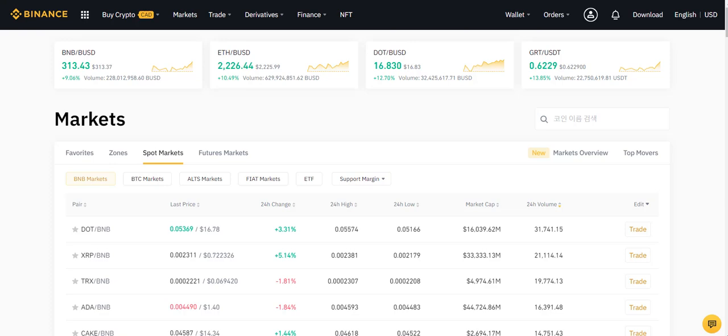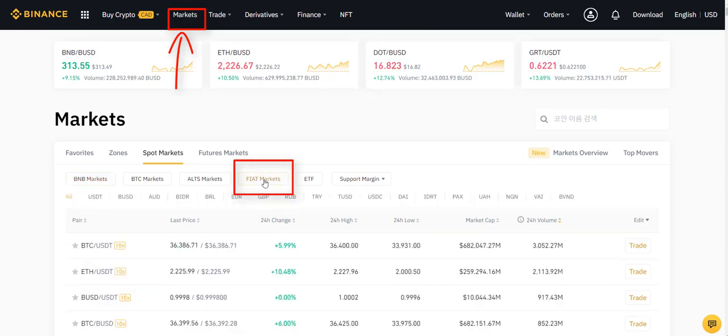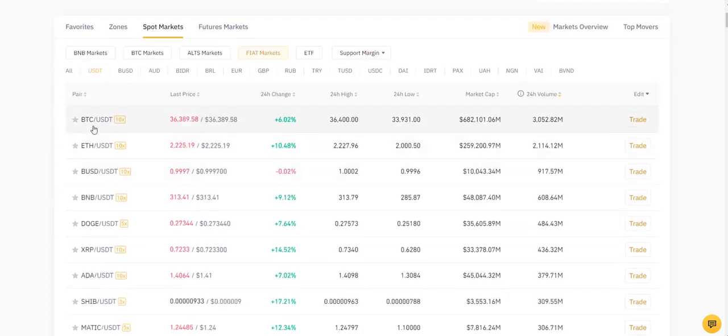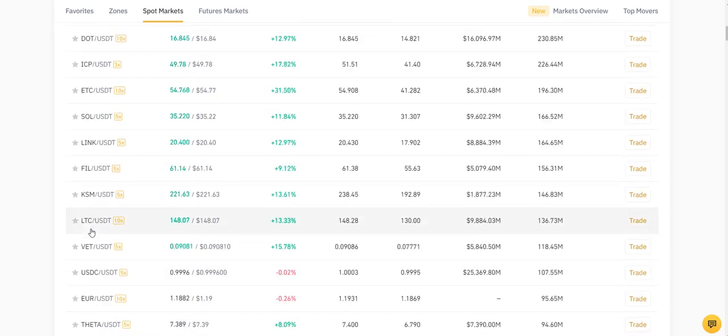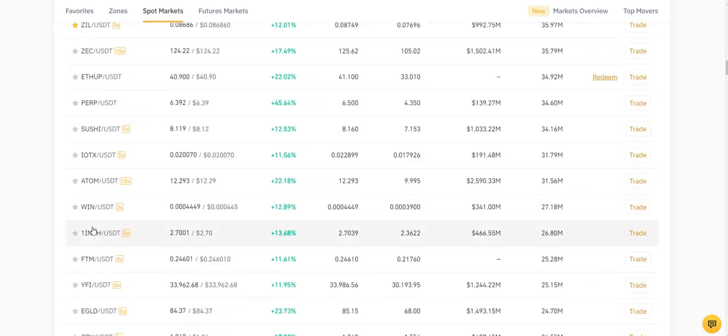Now I just wanted to show you how easy it is to buy coins when you have USDTs. So all you need to do is go in Markets, then click Fiat Markets, select USDT, and from there you have your coins that you could buy. There's a ton of them. I think there's more than 400 of them that you could buy.